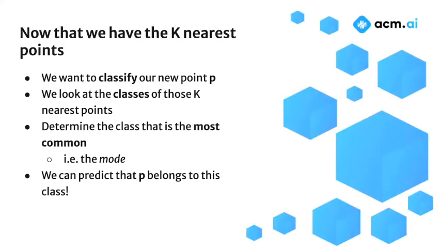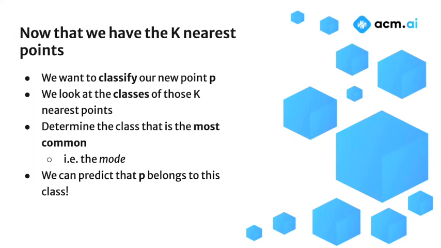Now we're just going to go over what we discussed in more complete terms. So we're just going to call this the KNNs point, our new point. We're just going to give it a name to make things easier. We're just going to call it P.